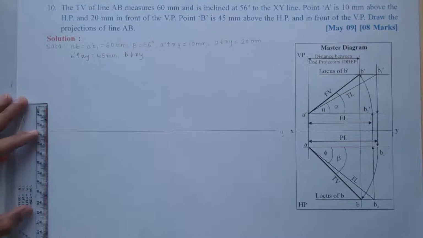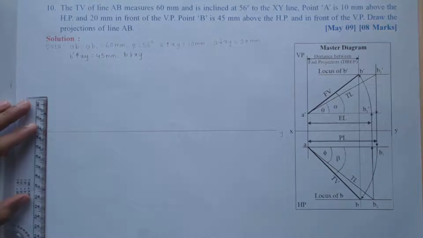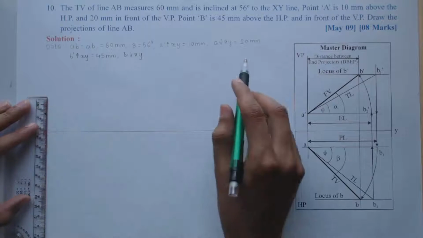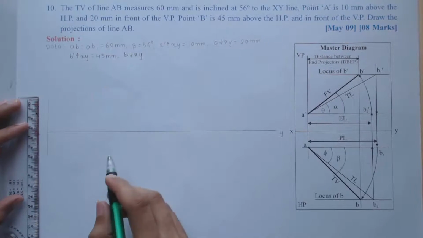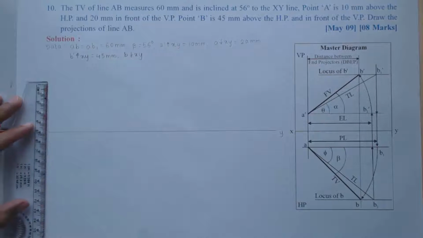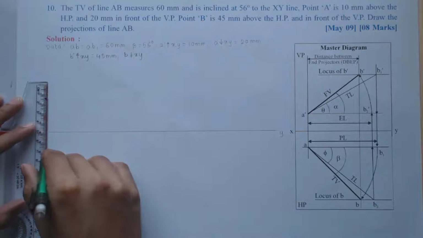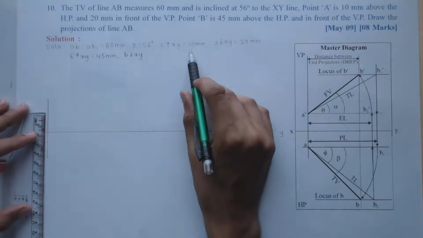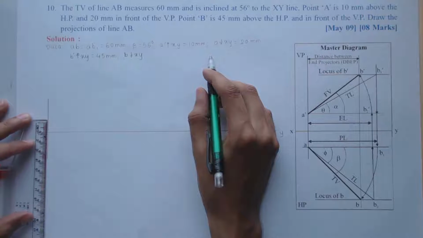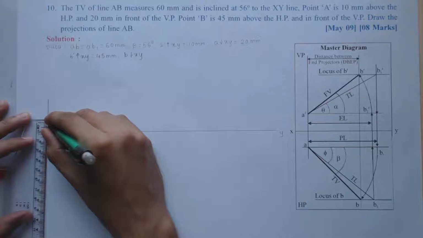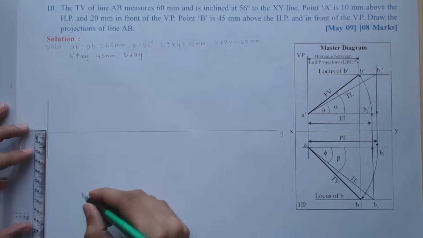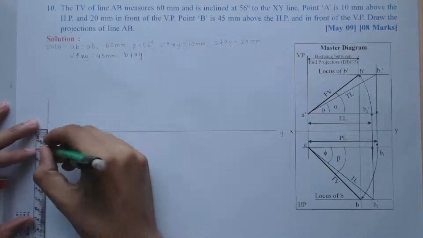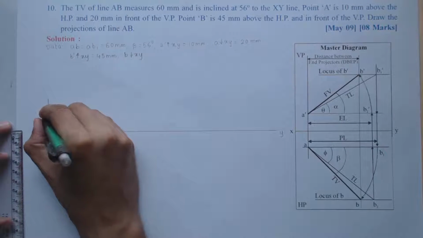I will measure the distances 20 mm and 10 mm on this vertical projector to mark the location of A dash and A. So this vertical projector should be exactly perpendicular to the XY line. So first marking A dash 10 mm above XY, and A is 20 mm below XY. So we have marked A dash and A.